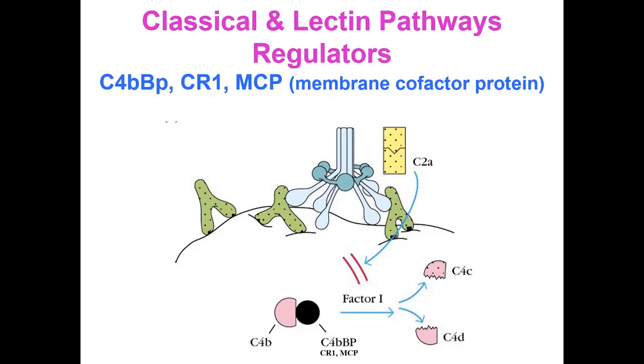After this prevention, C4b is cleaved by factor I into smaller fragments, C4d and C4c. C4c is soluble, and C4d is a bound protein that binds to the surface of the target cell and can function as an opsonin.